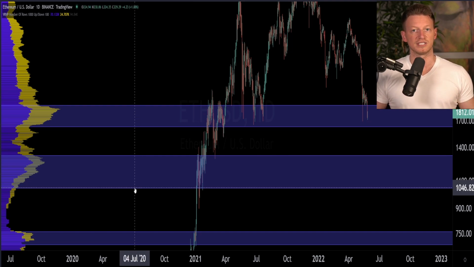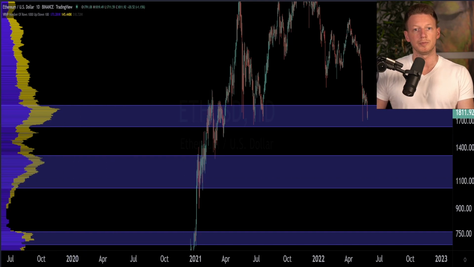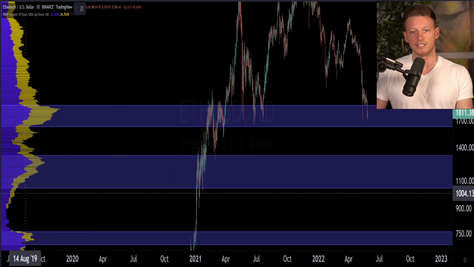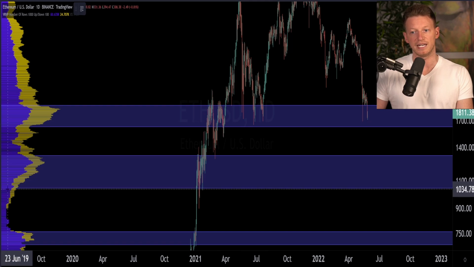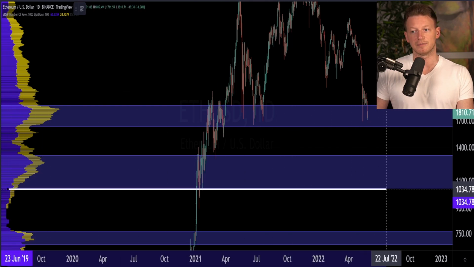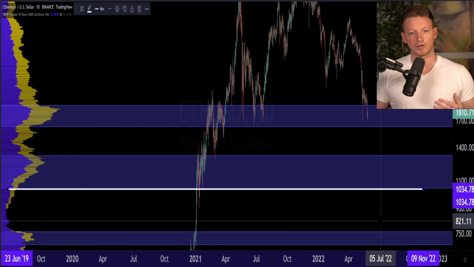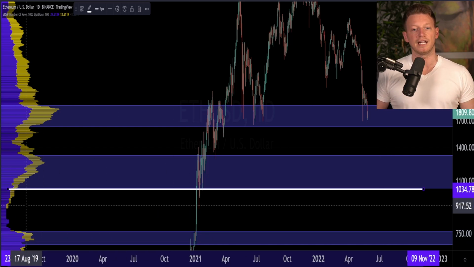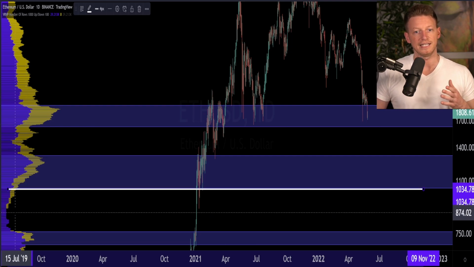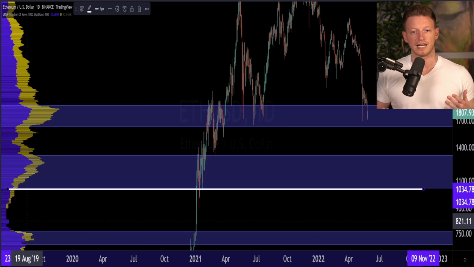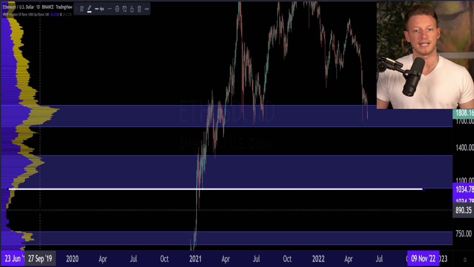That $1,000 level is significant not only because it's a psychologically significant level. People like to trade on round numbers. So I do think we would hit support here for a significant amount of time. But also, there's not much volume below it, and you would tend to see the price fall quickly in this zone because there's quite simply not much volume here to support the asset.